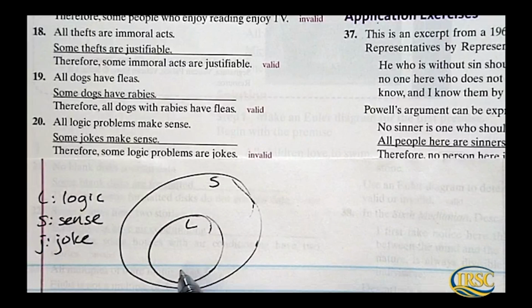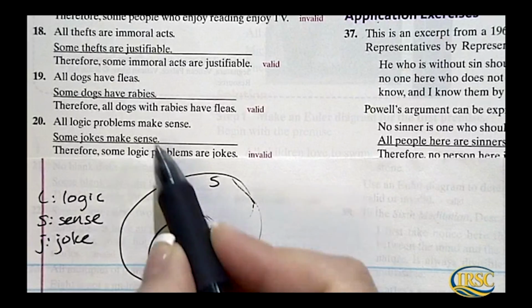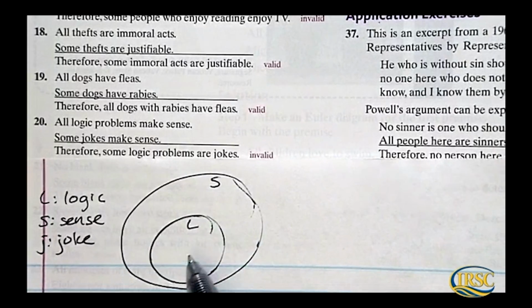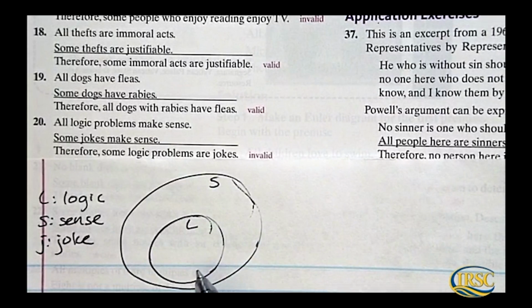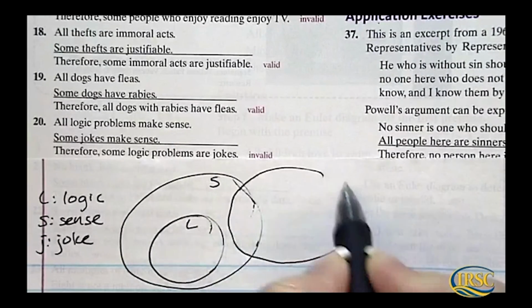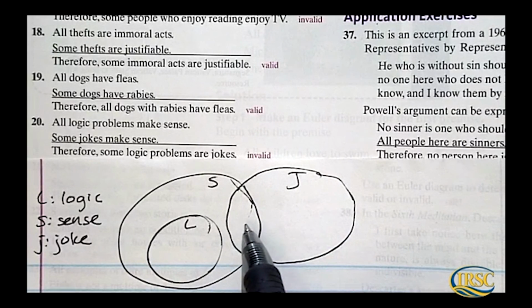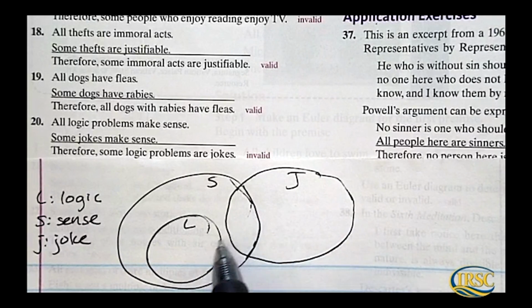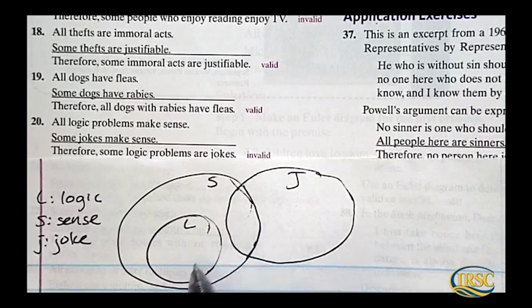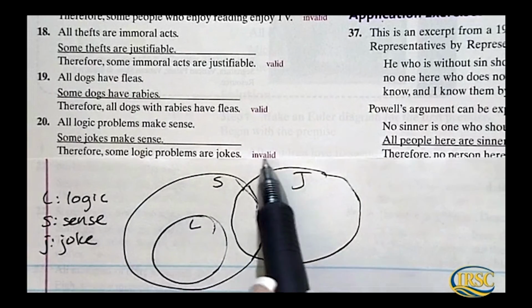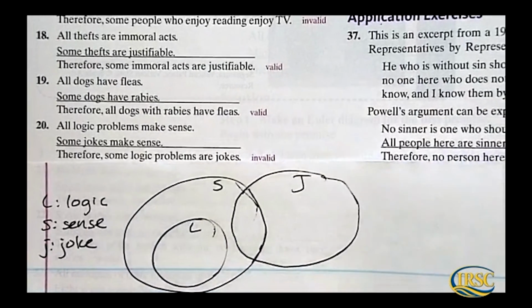I don't want to make it work. So can I make the second sentence work without making the jokes hit the circle for logic? Yes, if I just draw it like this, notice I have some jokes make sense right here. There's overlapping. But this does not overlap with logic. And therefore, I have drawn it in a way that proves the conclusion false, and that's what makes this invalid.